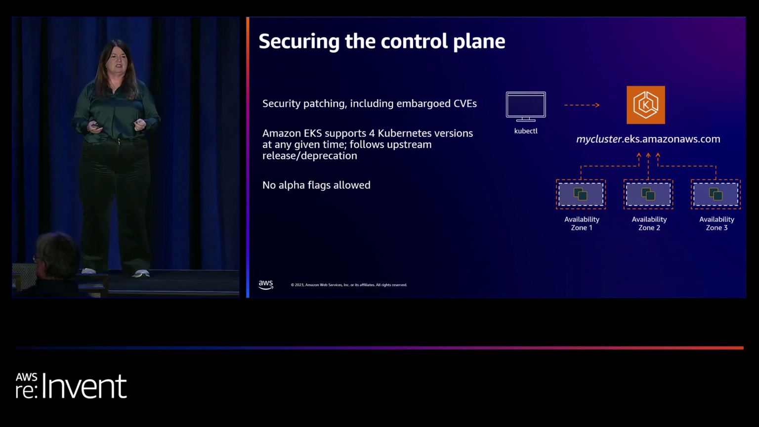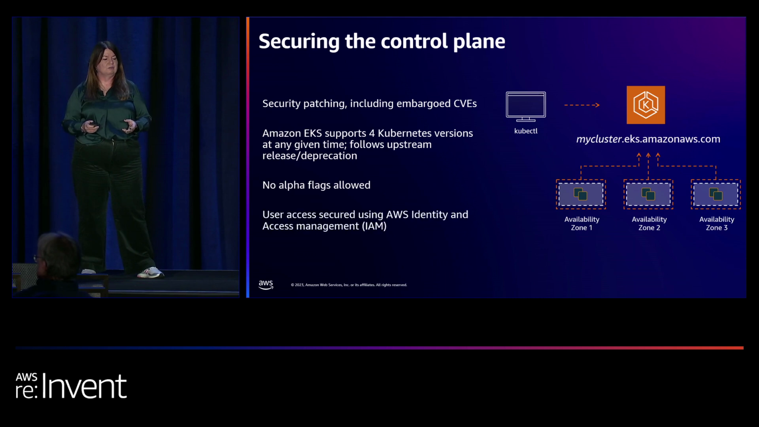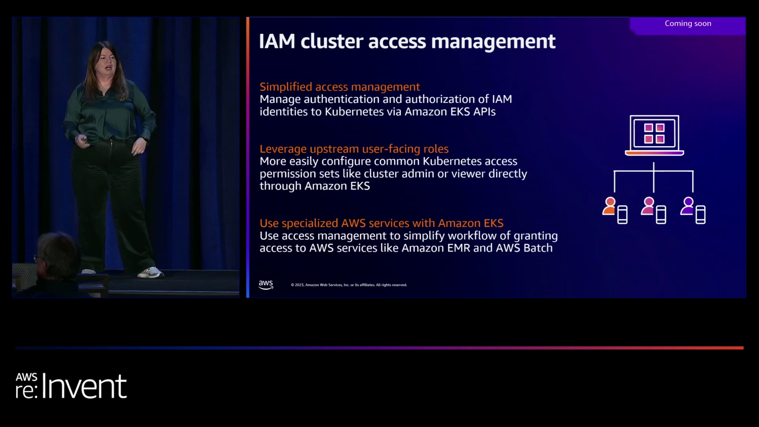And the way we did this was to use a Kubernetes object called a config map. Now this is a YAML config file, and the feedback we got from our customers was that they didn't really enjoy this method of integration. And so, coming soon, we have IAM Cluster Access Management.